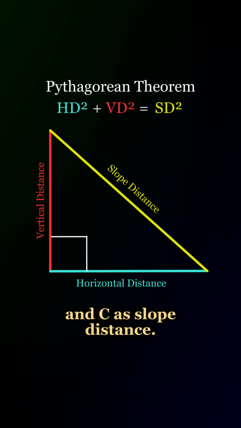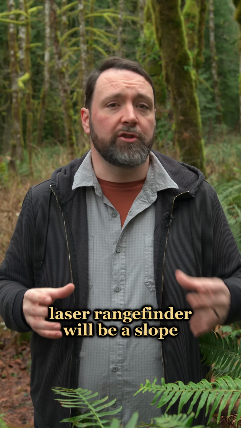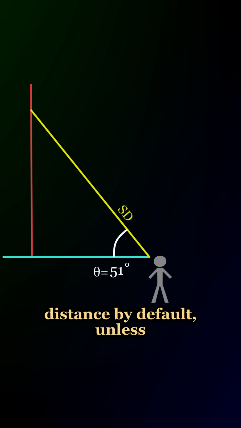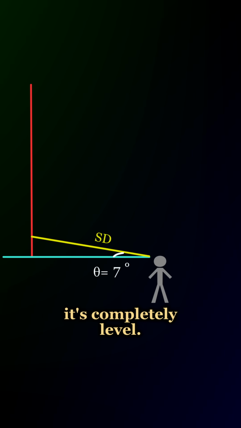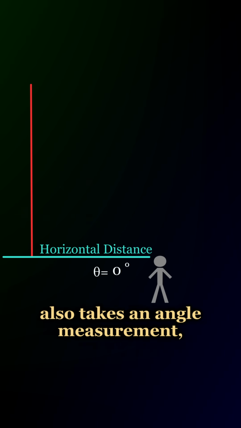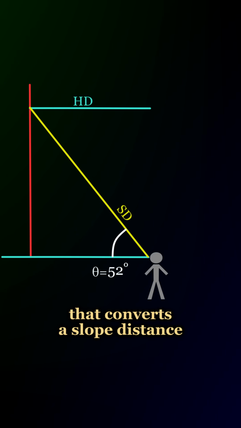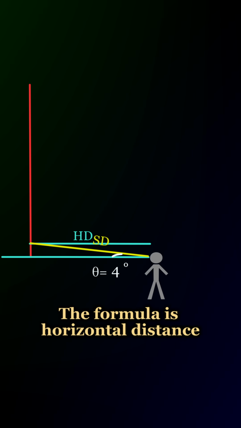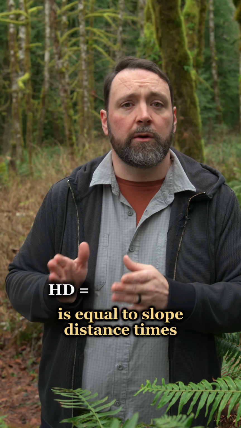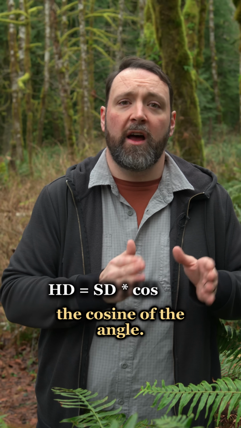as slope distance. Almost every shot you take with a laser rangefinder will be a slope distance by default, unless it's completely level. But since the laser rangefinder also takes an angle measurement, there's a formula that it uses that converts a slope distance into a horizontal distance. The formula is horizontal distance is equal to slope distance times the cosine of the angle.